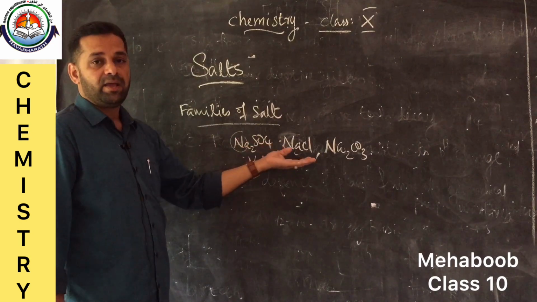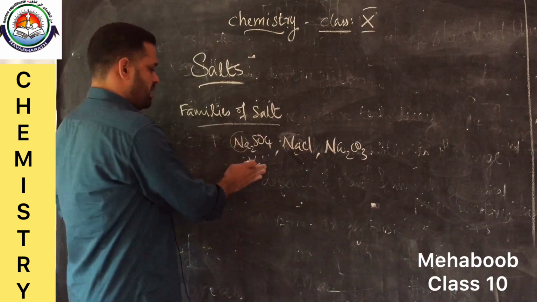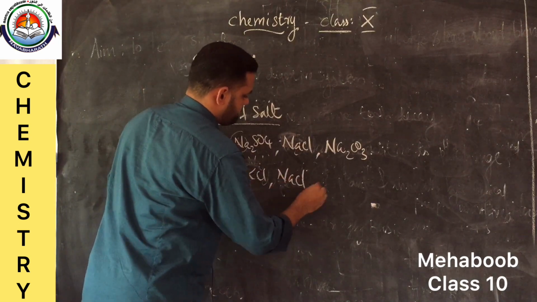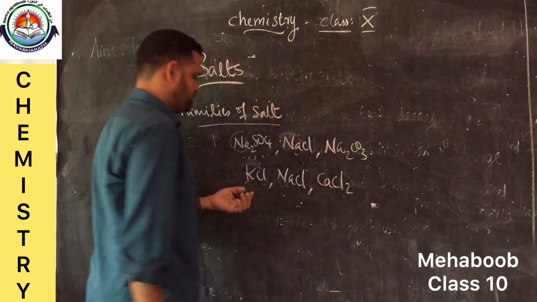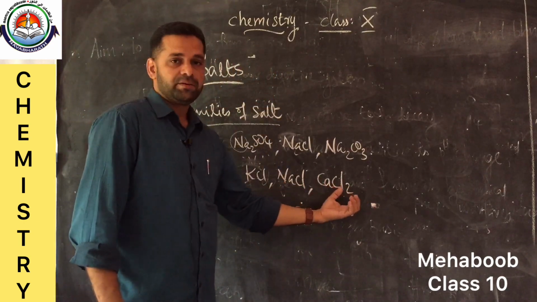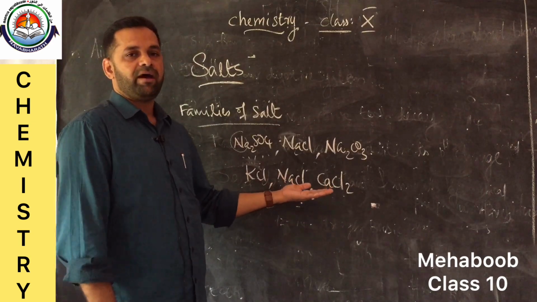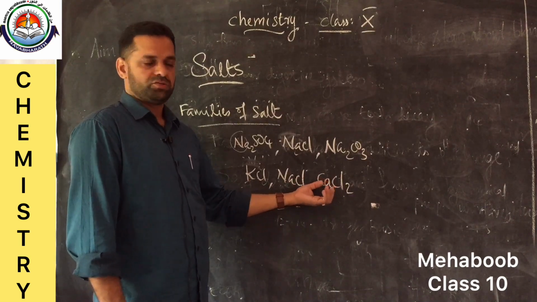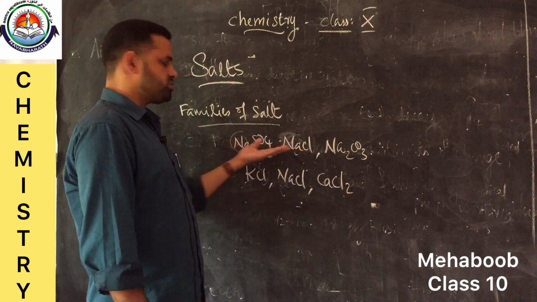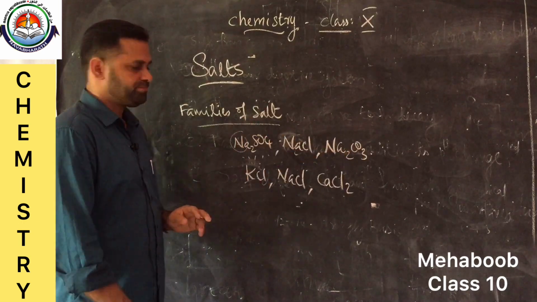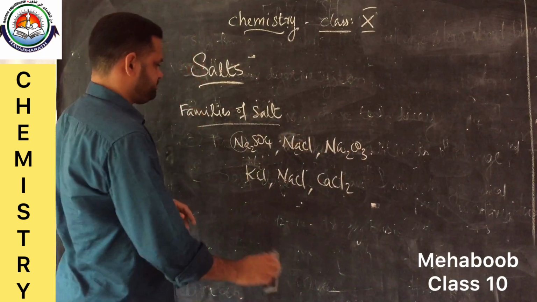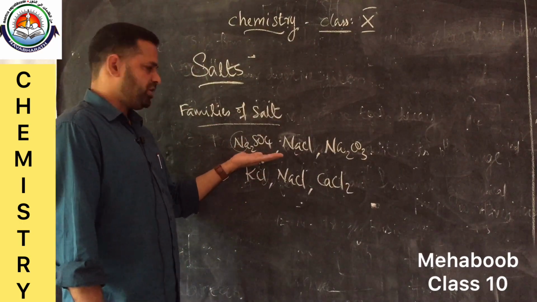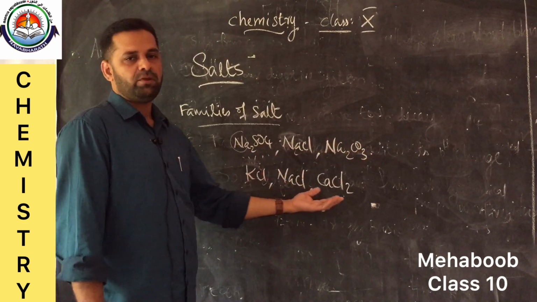Why? Because they contain a common cation. And then KCl, NaCl, CaCl2: potassium chloride, sodium chloride, calcium chloride. This is also a family of salt, because in all these cases there is a common anion. This is called the families of salt. I hope you understood. If salts contain a common cation, they belong to a family. If they contain a common anion, they belong to a family.